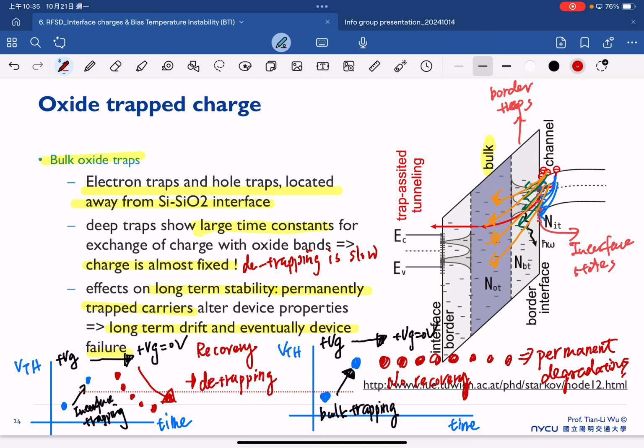But in reality, it's between these two. It's always trapping, and then you see the partial recovery. Certain part, you cannot see the full recovery. You can only see the partial recovery because it's a combination between the right and the left.